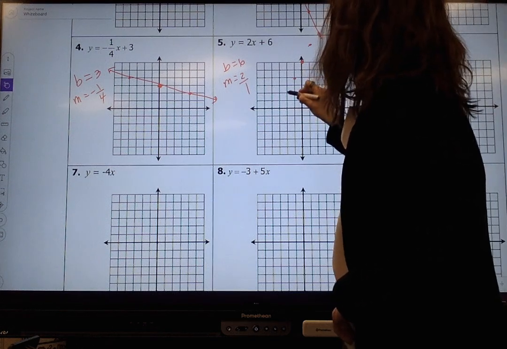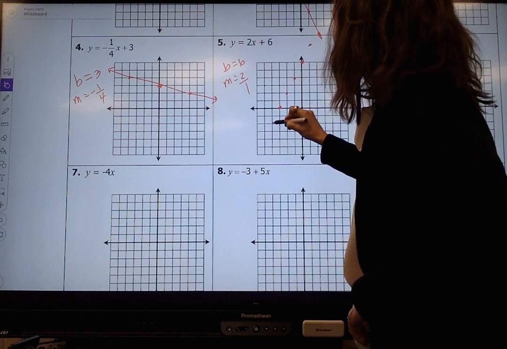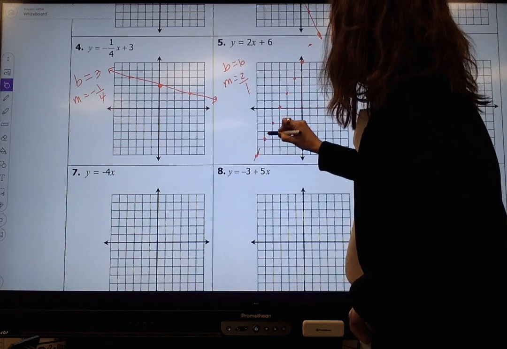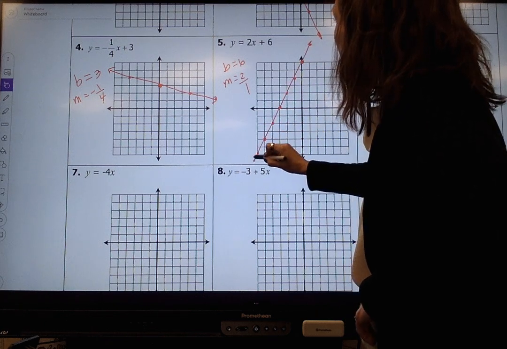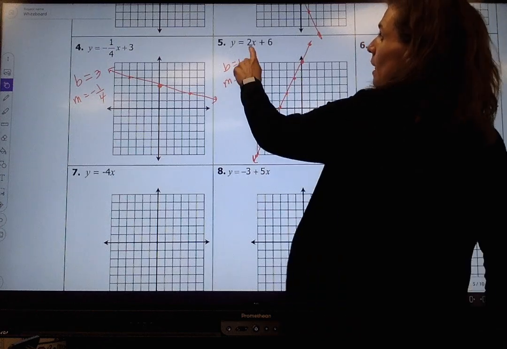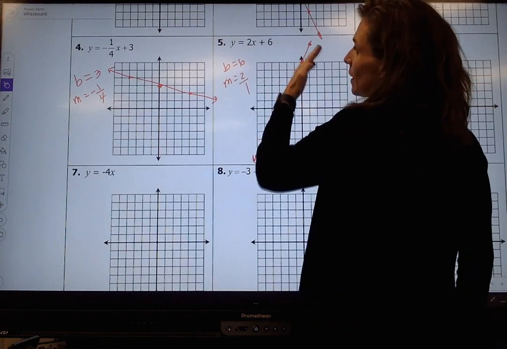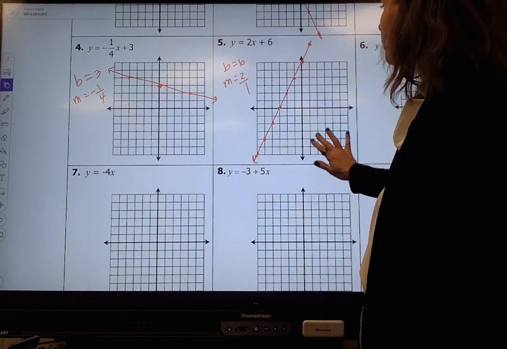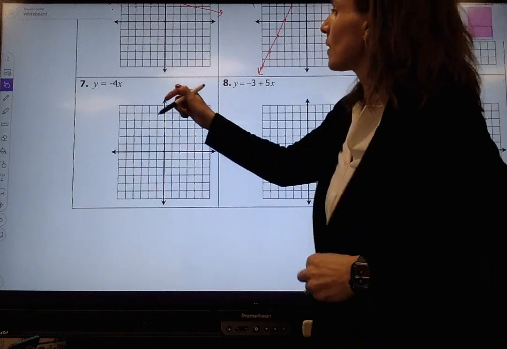So I'm going to graph it, graph it, graph it, and I go all the way through. And I'm just going to give a quick double check. Is this slope positive? Yes, my skier's going uphill. Okay, let's look at 7.